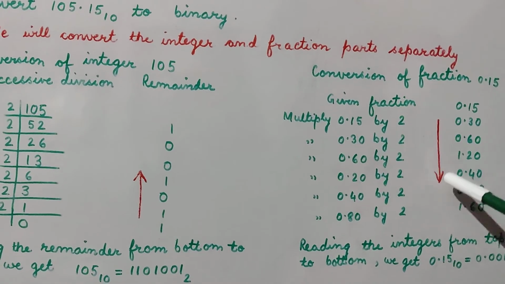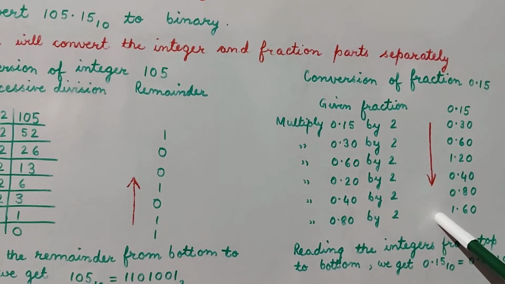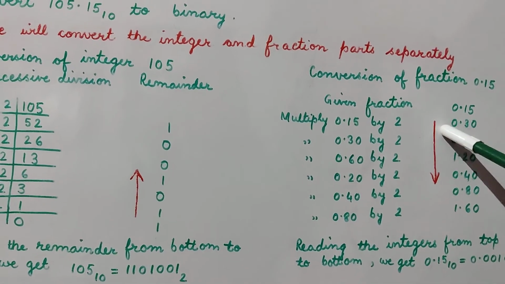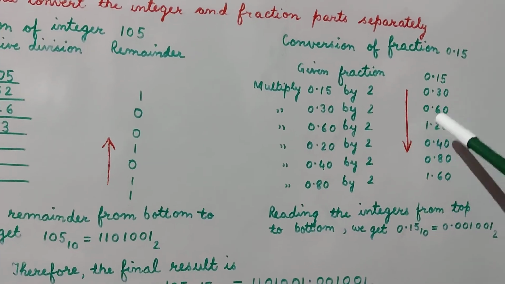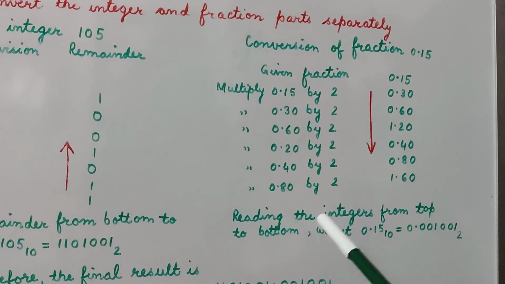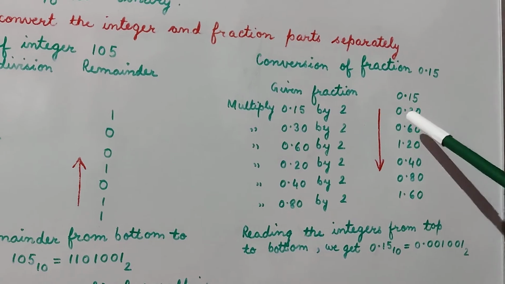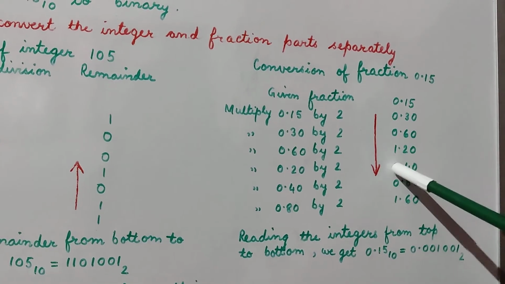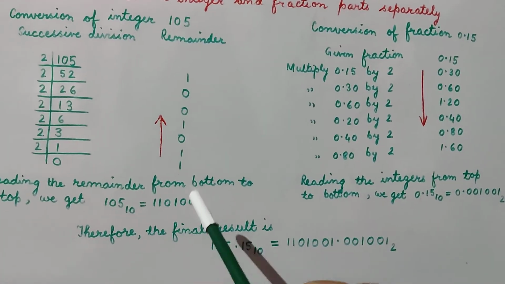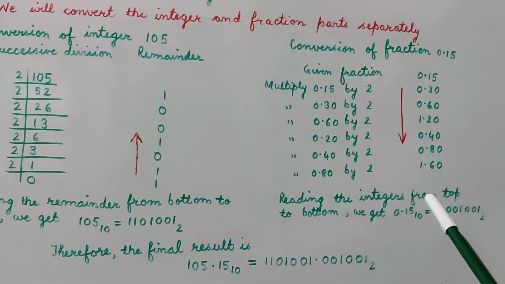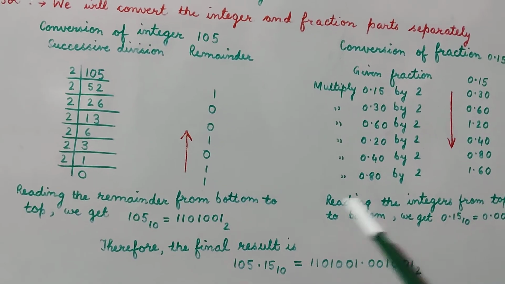So after a few steps, after 3-4 steps, we will stop and we will read the integer part from top to bottom. So if we read the integers from top to bottom, we get the answer as 0.15 in decimal is equal to 0.001001 in binary.